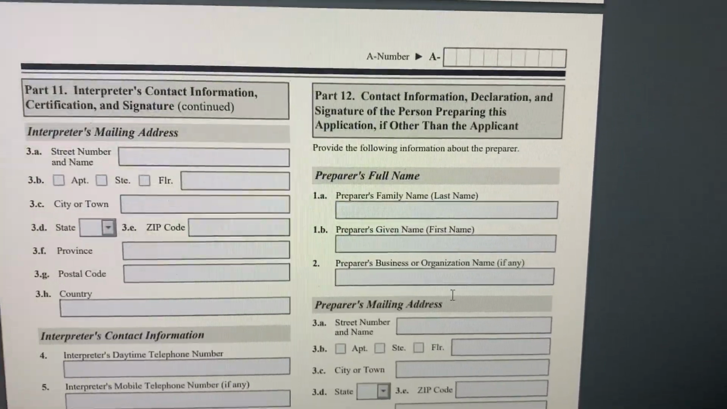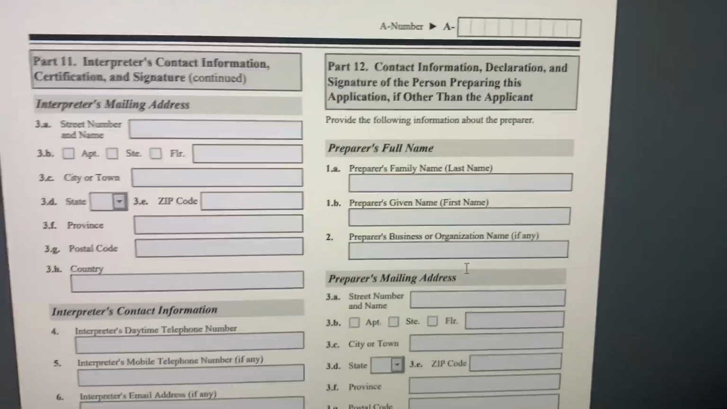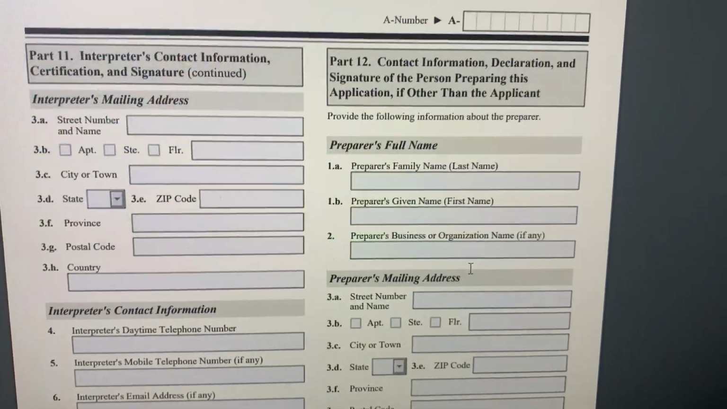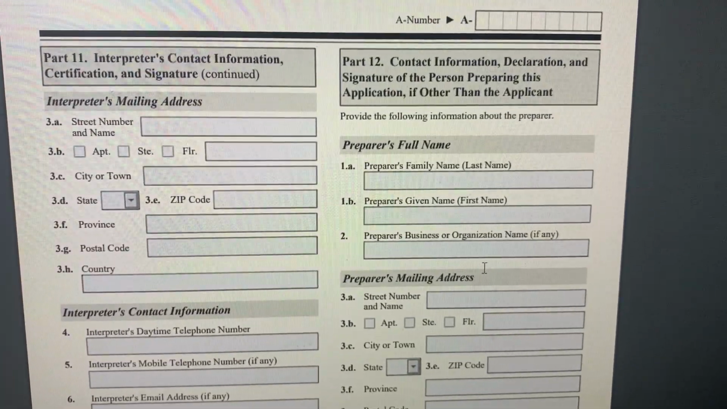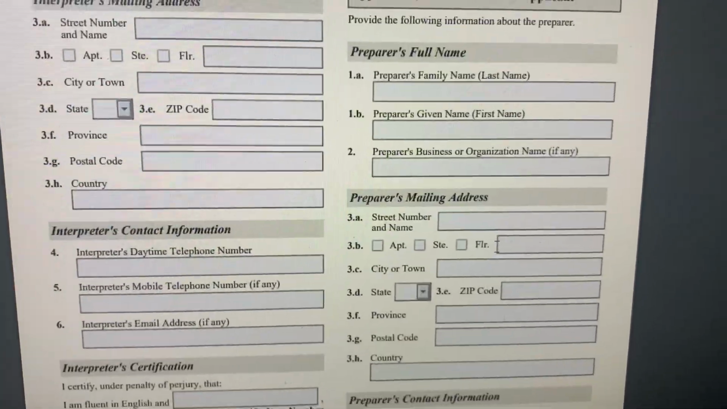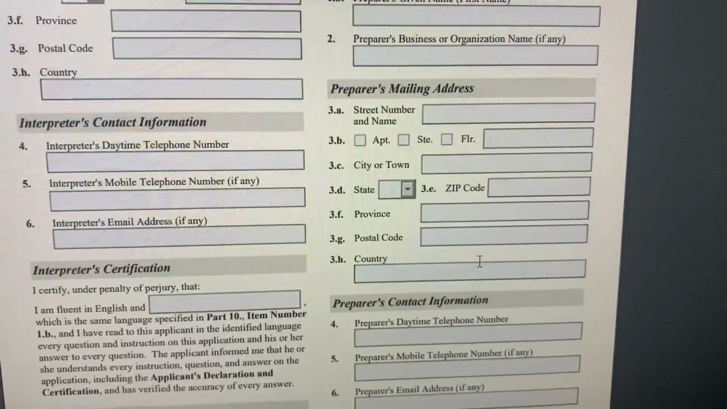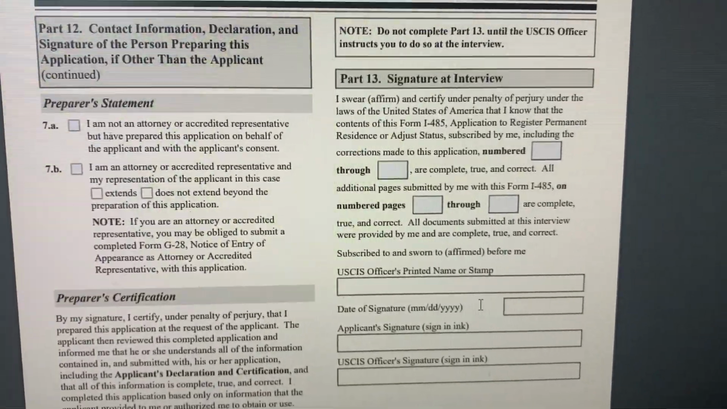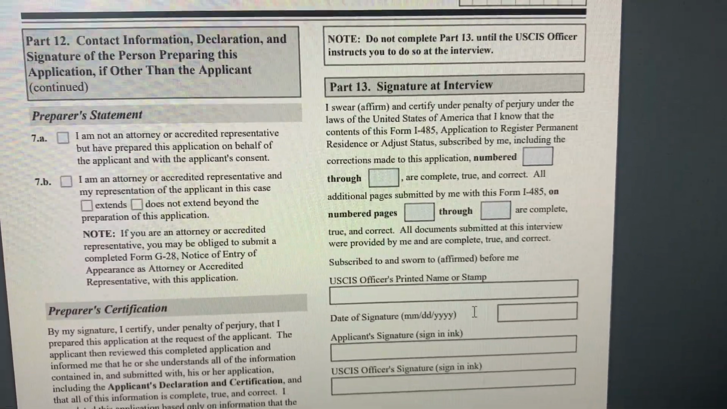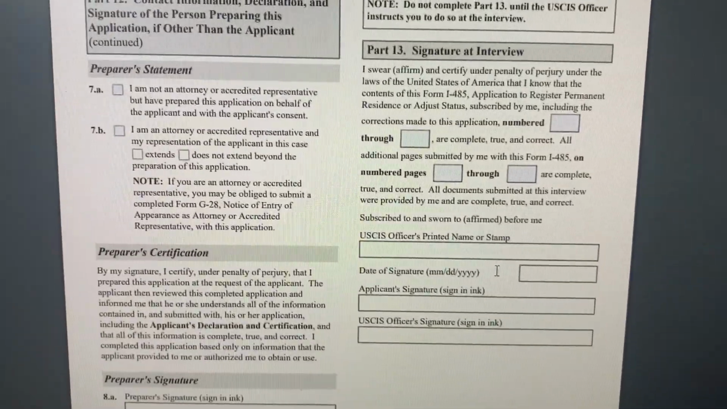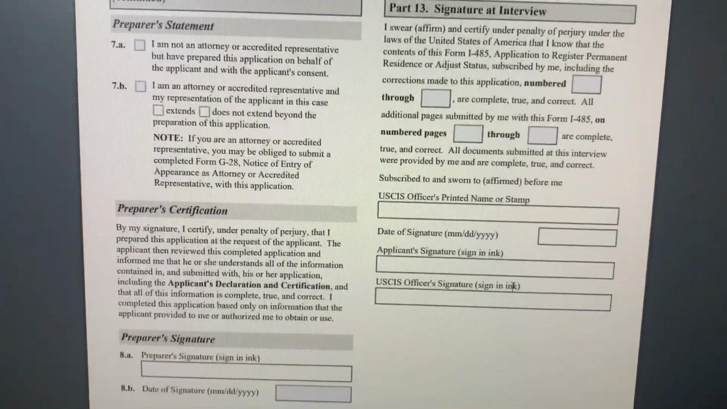Interpreter's mailing address. So these are important. Don't forget to fill this spot too, because probably they're gonna contact you. Prepare statement. I prepared this myself, as the applicant, so I don't need to file this.